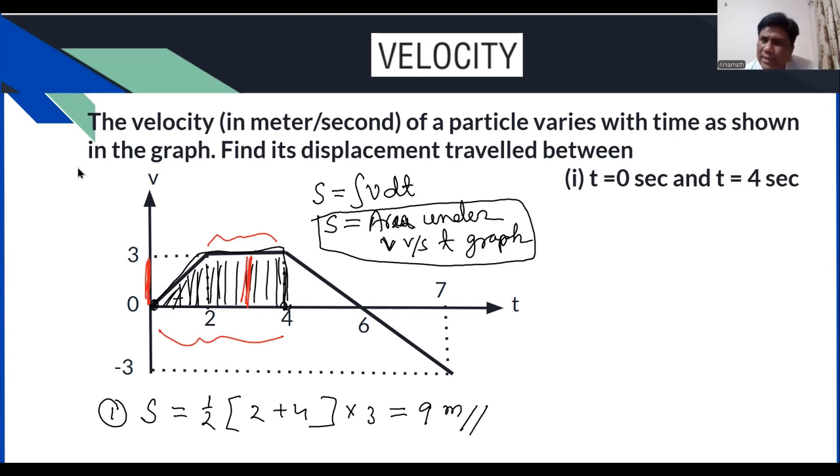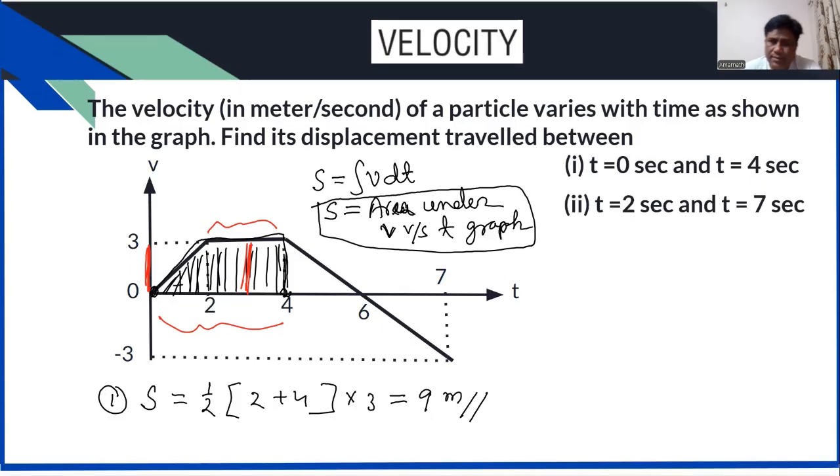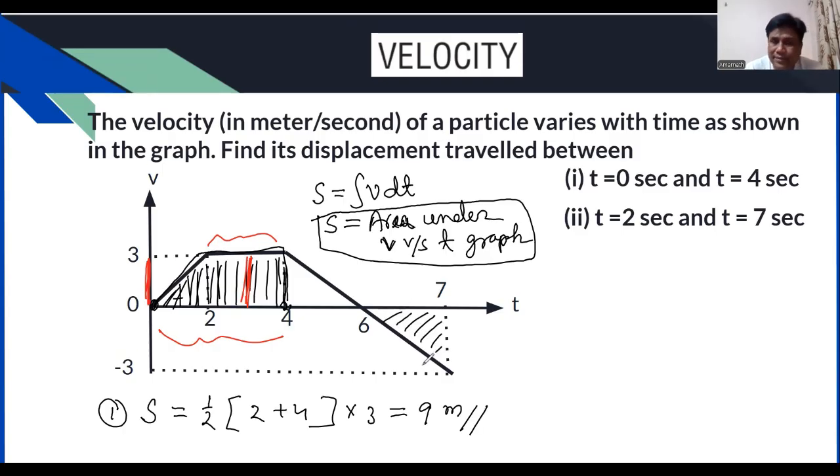With that concept, please try this question also. Your time is from 2 to 7 seconds. Remember one more thing: upper half area is positive, lower half area is negative. Area is a vector quantity. The upper half says the particle is going in this direction, and the lower half says it is coming back in this direction. So that way you have to calculate.